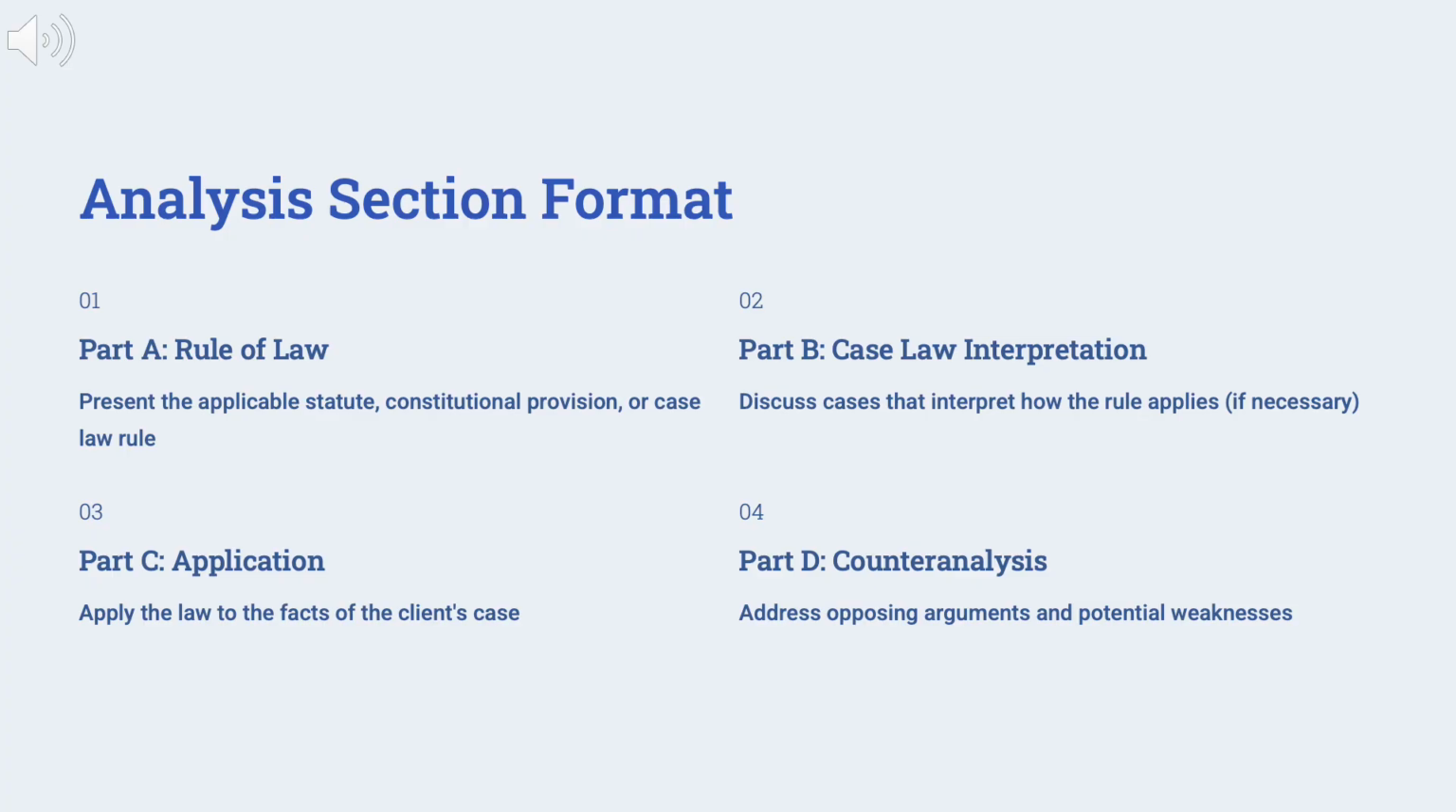Part B is case law interpretation. When the rule of law requires elaboration because its terms are broad, ambiguous, or novel in application, relevant cases that interpret the rule are presented here. Not every analysis requires extensive case law discussion, but when courts have defined key terms or applied the rule in analogous circumstances, those cases belong in Part B.